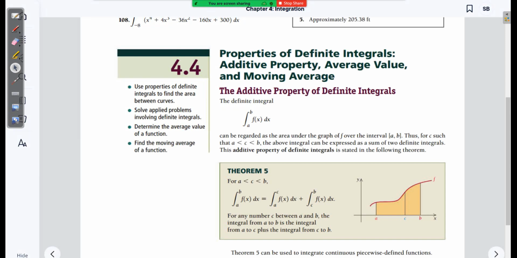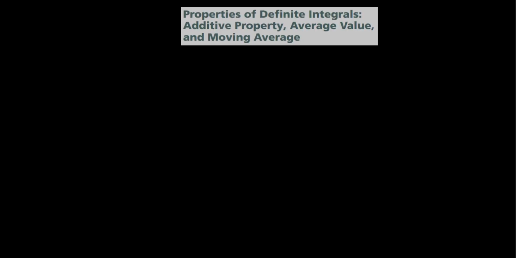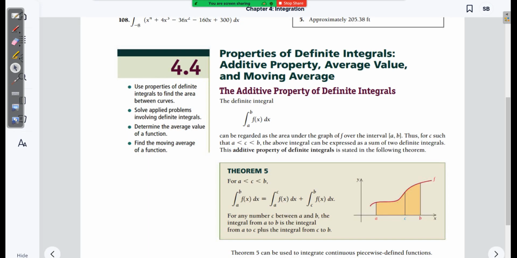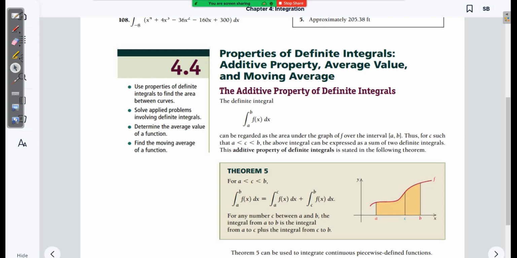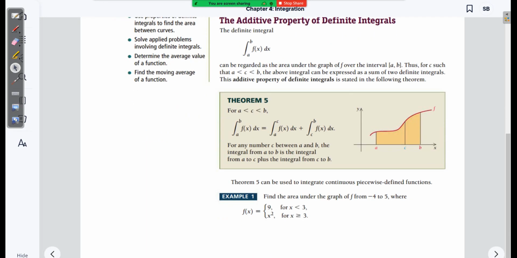All right, today we're talking about Chapter 4, Section 4, the properties of definite integrals, the additive property, average value, and the moving average. All right, so first things first, we'll talk about the additive property. The additive property is what it sounds like. Well, we add them. We add integrals. All right, so the theorem here.